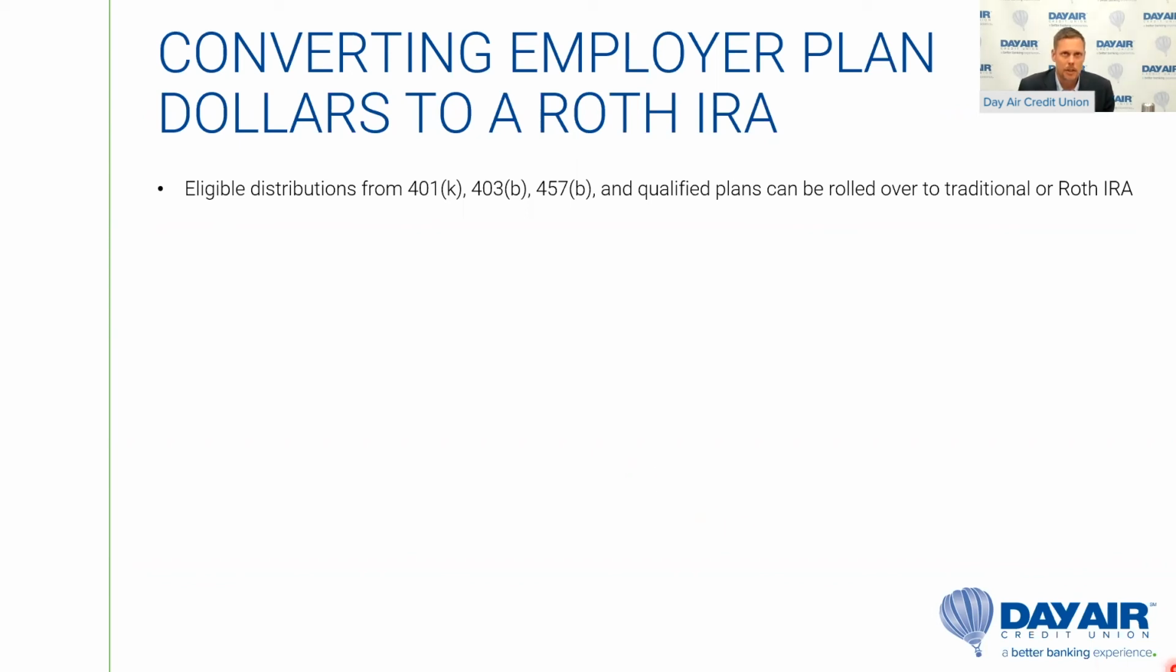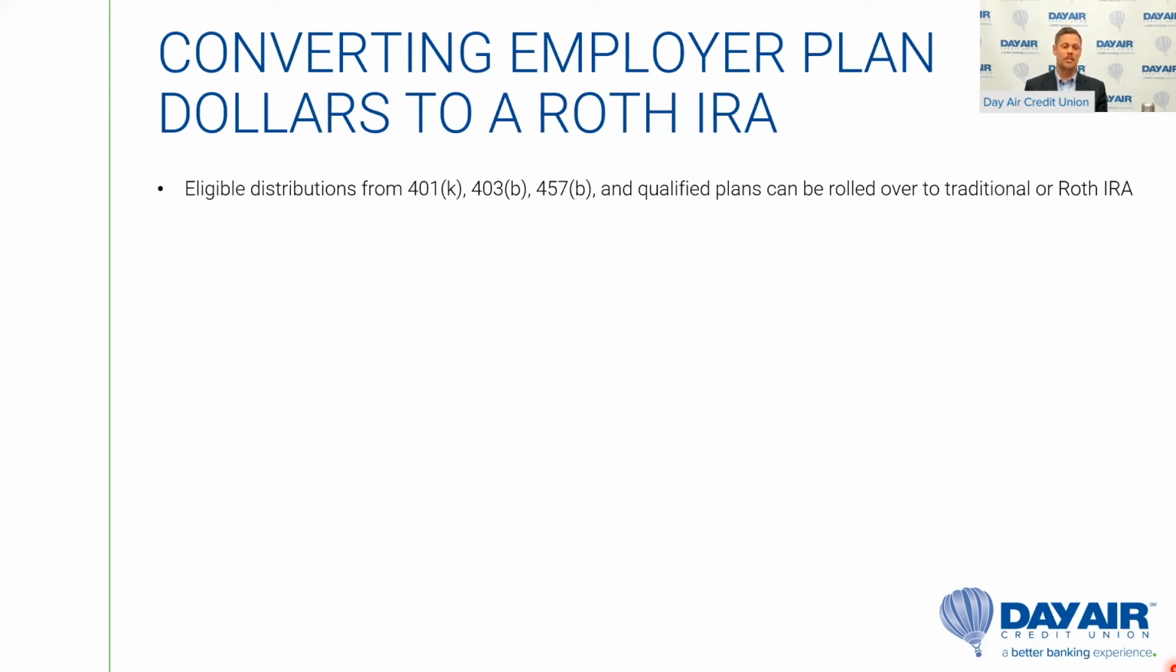All right, so converting employer plans, this was a question earlier. Yes, you can convert 401ks, 403bs, 457 plans. You can convert almost any employer plan to a Roth IRA. Again, sometimes this is advantageous and sometimes it's not. Let me tell you, there are a couple of pitfalls that I see that people get into.